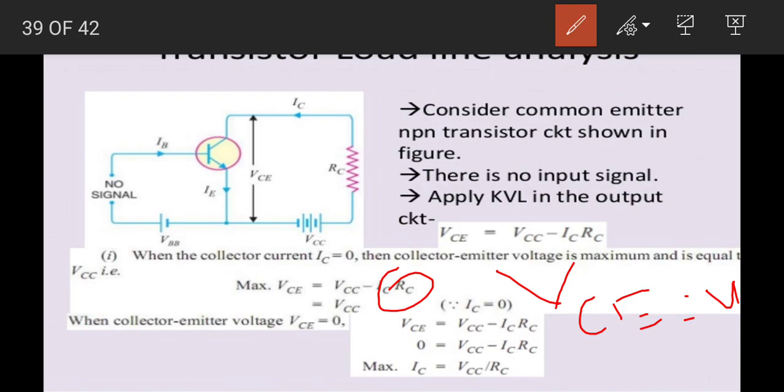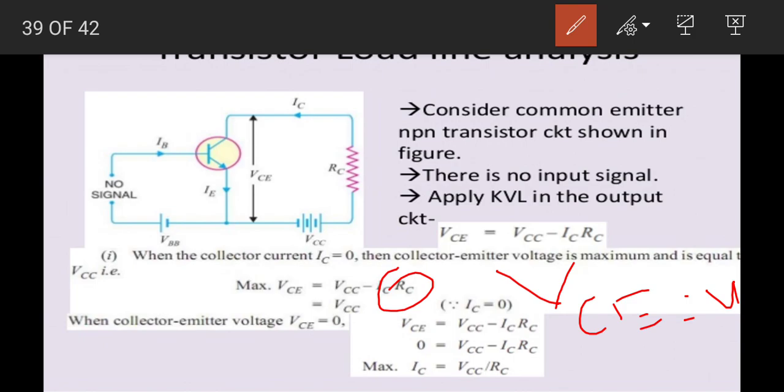When VE is 0, that is IC is equal to 0, then the collector-emitter voltage is max and is equal to VCC. When the collector-emitter voltage VCE is equal to 0, then IC is equal to VCC upon RC.